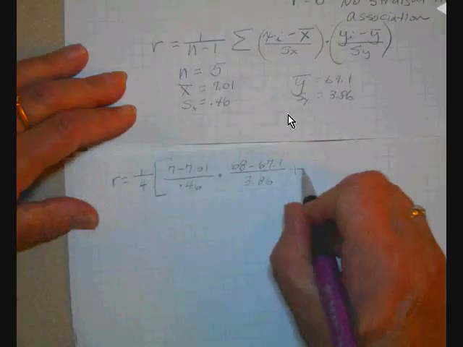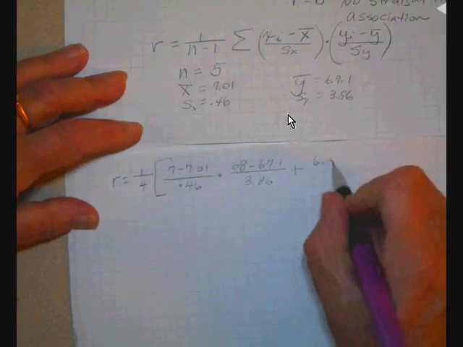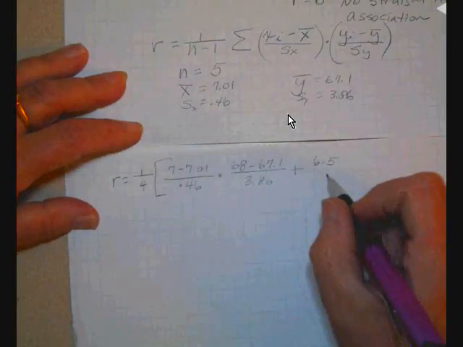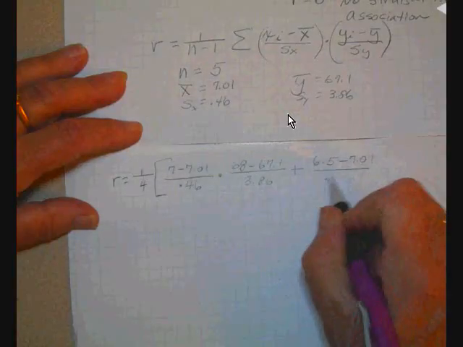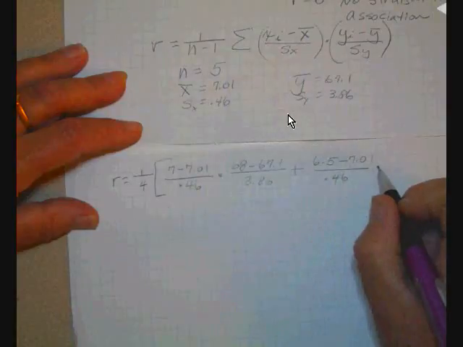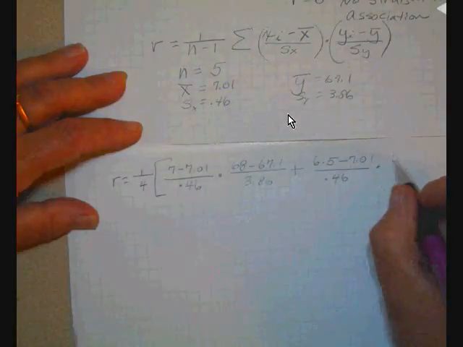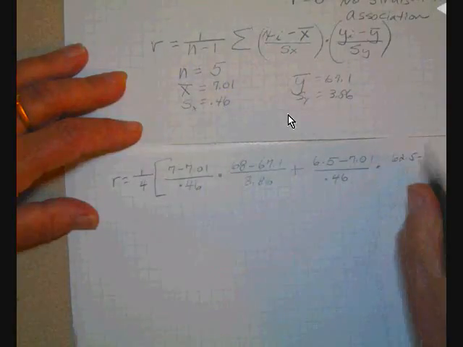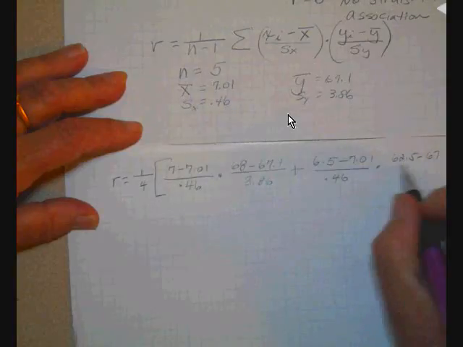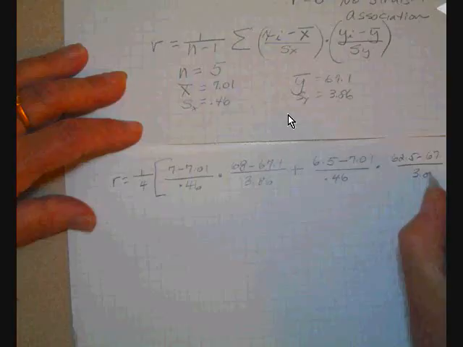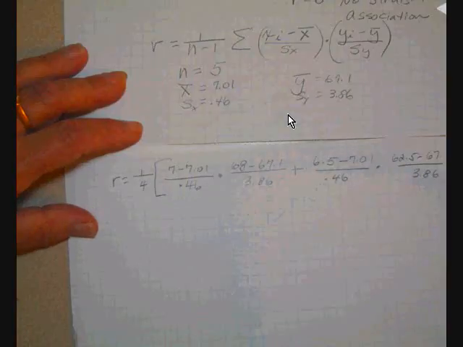Plus my second number, 6.5, minus the mean of the X's divided by the standard deviation of the X's, times the 62.5 minus the mean of 67.1 divided by the standard deviation. Okay?